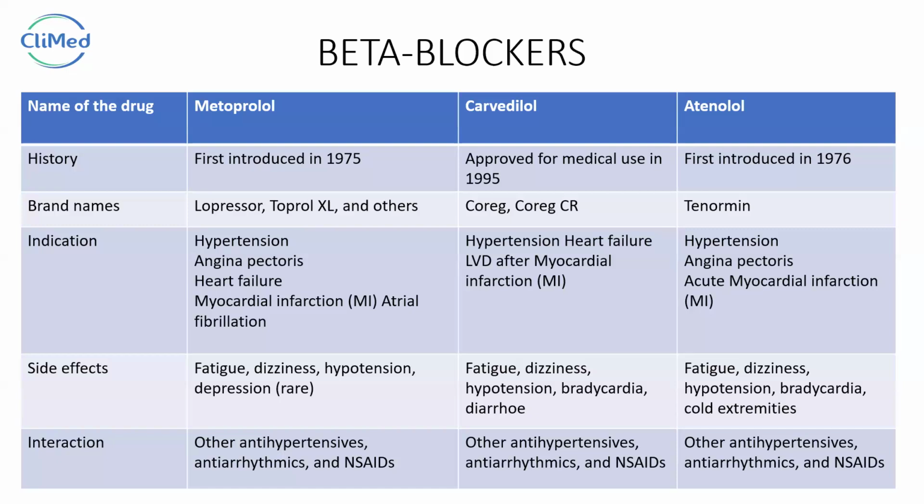Commonly used beta blockers include metoprolol, carvedilol, and atenolol. Metoprolol was first introduced in 1975. Brand names include Lopressor, Toprol XL, and many others. Indication: hypertension, angina pectoris, heart failure, myocardial infarction, and atrial fibrillation. Side effects include fatigue, dizziness, hypotension, and in rare cases, depression. Interaction with other antihypertensives, antiarrhythmics, and NSAIDs.